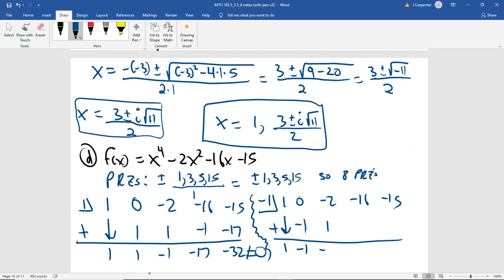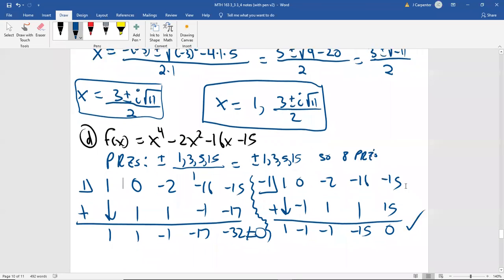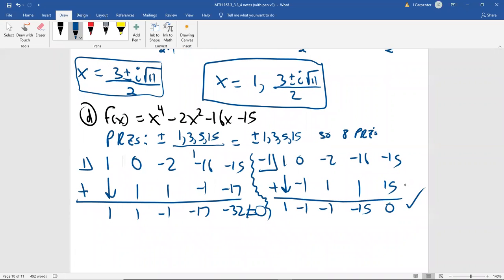Negative 2 plus 1 is negative 1. Multiply, you get positive 1. Negative, negative, positive. Negative 16 plus 1 is negative 15. Negative 15 times negative 1 is positive 15. And look at that, they add to 0, which is exactly what we want. That means that negative 1 is a 0. And it also means that x plus 1 is a factor.